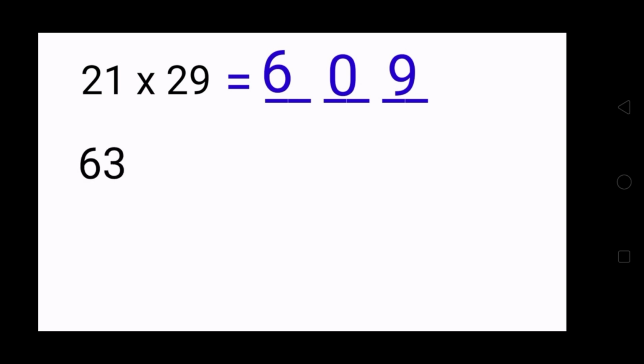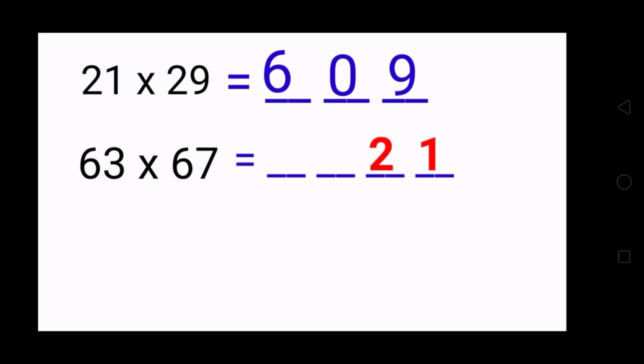Ganun lang kadali. Next example, 63 times 67. So, multiply first the ones. 3 times 7 is 21. And then, the number next to 6 is 7. So, 6 times 7 is 42. So, the product is 4,221.